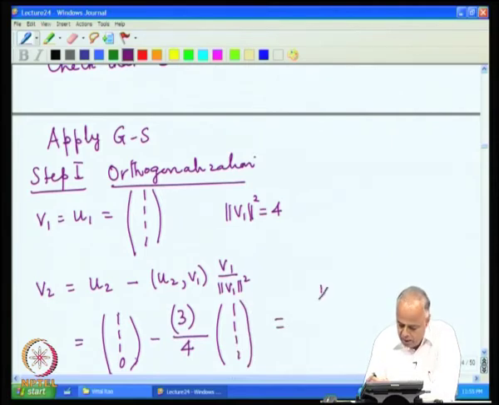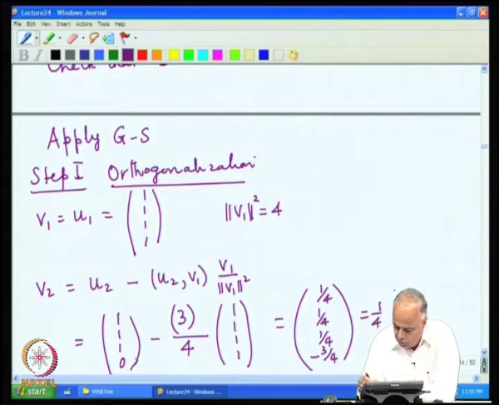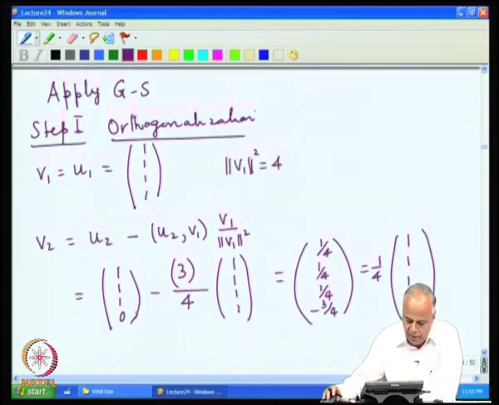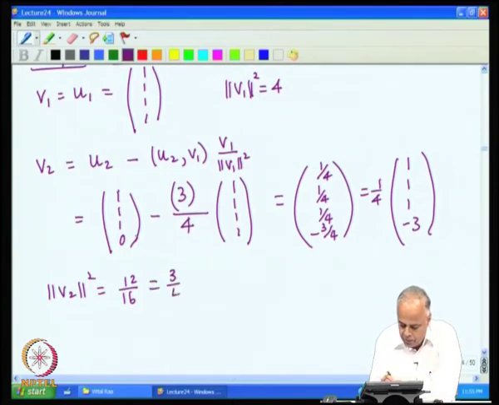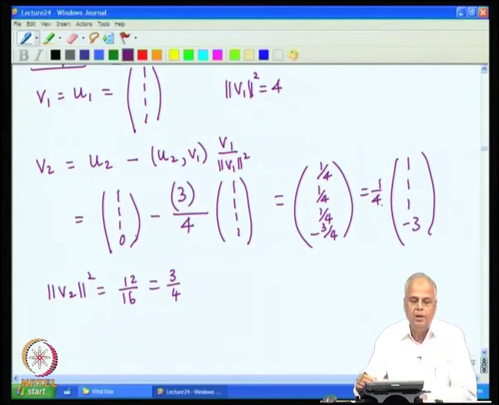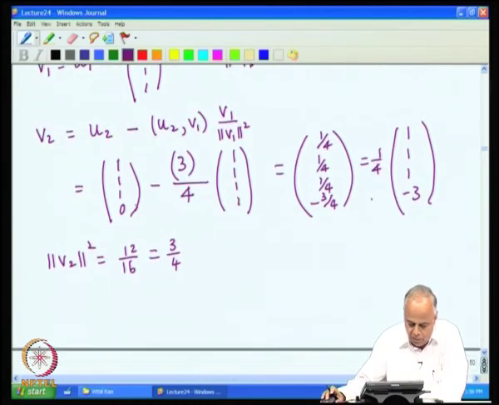If you now simplify that, that is just 1 by 4, 1 by 4, 1 by 4 minus 3 by 4, or we can write it as 1 by 4 into 1, 1, 1 minus 3. So, that is my V 2, and since I would need the length calculations, I will write length of V 2 squared is 1 by 16, the component squared, it will be 12 by 16, which is 3 by 4. This 1 square plus 1 square plus 1 square plus 3 squared, that will give me a 12. There is a denominator square, which is 4 squared, 16. So, I will get 12 by 16, which is 3 by 4.